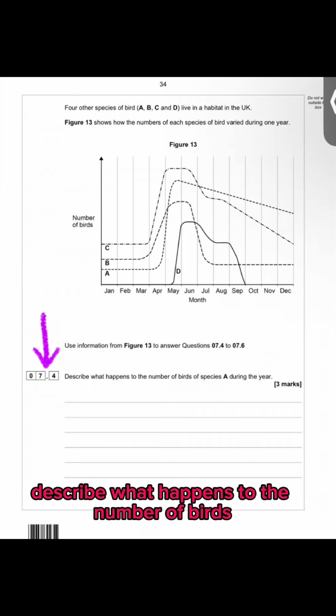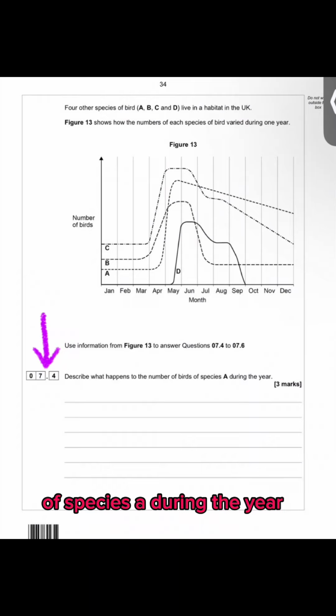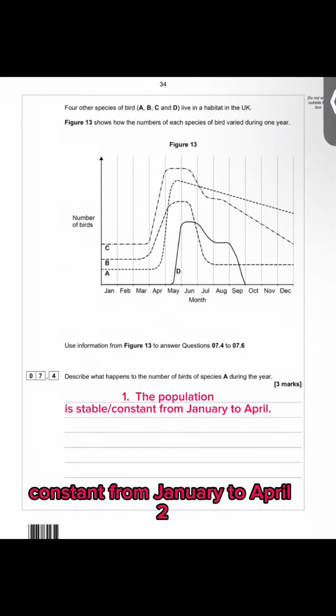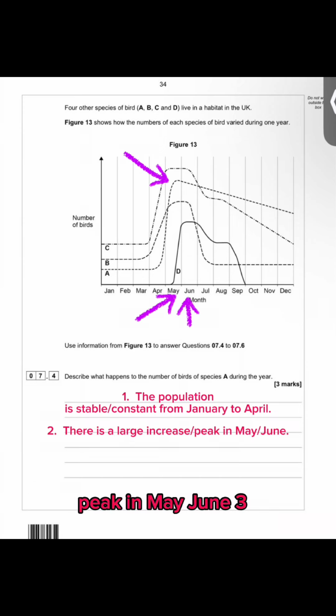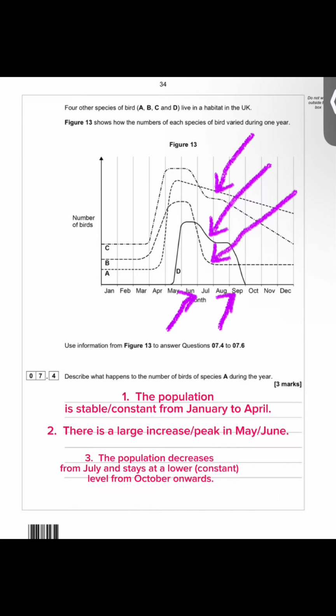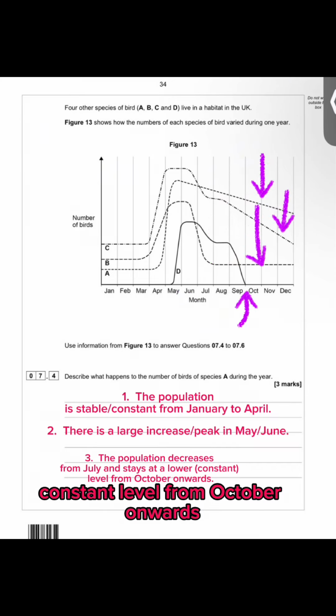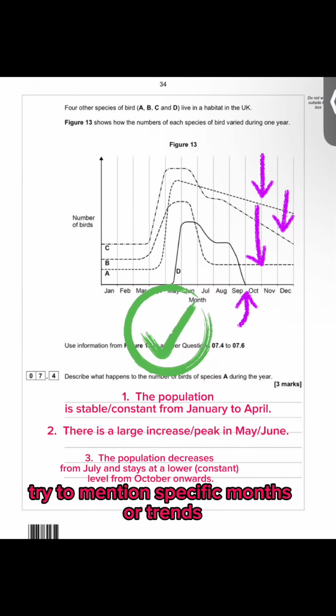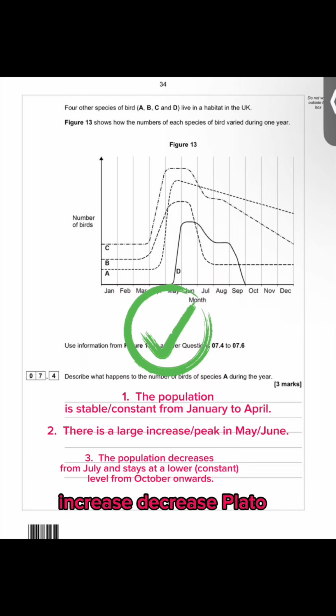Describe what happens to the number of birds of species A during the year. Remember, it's a 3 marks question, so the answer should be in 3 parts. Answer 1. The population is stable, constant, from January to April. 2. There is a large increase, peak, in May-June. 3. The population decreases from July and stays at a lower, constant level from October onwards. Exam tip: when a question says describe what happens, try to mention specific months or trends: increase, decrease, plateau, to get all the marks.